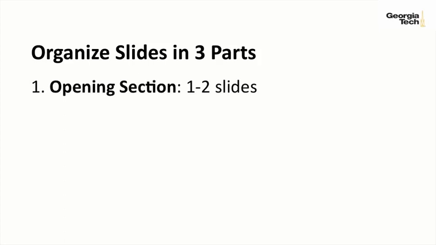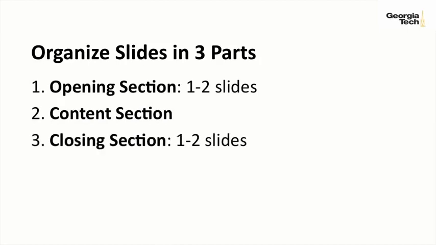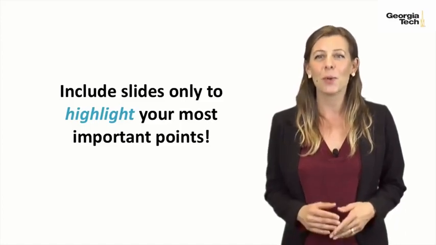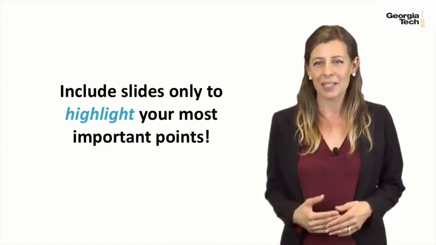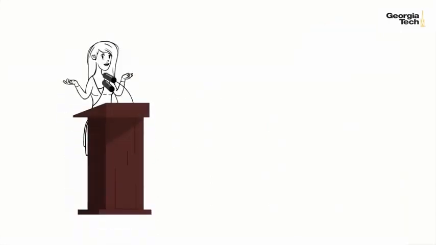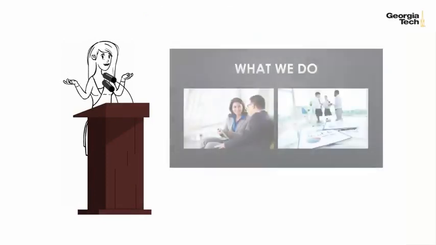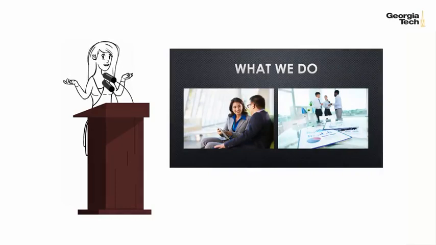An opening section of 1 or 2 slides, a content section with all the slides you need to illustrate the main points of your talk, and a closing section with, again, just 1 or 2 slides. You should not include a slide for everything you say. Rather, include slides only to highlight your most important points and to add clarity through explanatory text or visuals. As you're speaking, you might say, "We offer website and social media services to many of our local retailers and service businesses." But on the actual slide, your text will simply say, "What we do," and illustrate your services with a picture or 2.